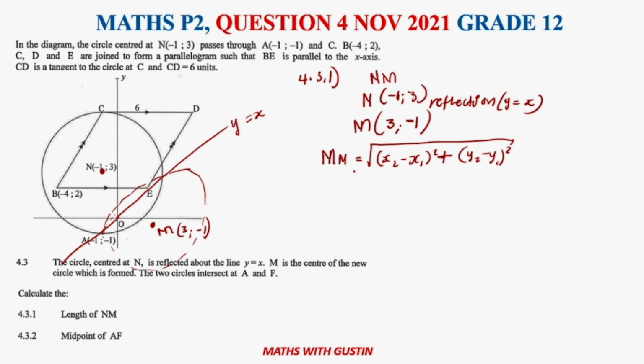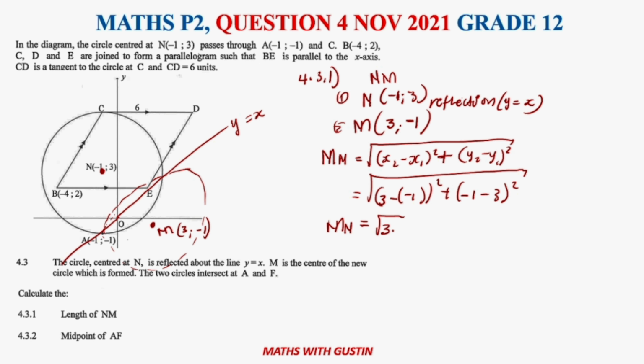We can choose this one as our first coordinate and this as our second coordinate. Let's substitute into the formula: 3 minus negative 1 all squared, plus negative 1 minus 3 all squared. If we punch this into our calculator, it gives me the square root of 32 units. And that's how you deal with a question like this one.